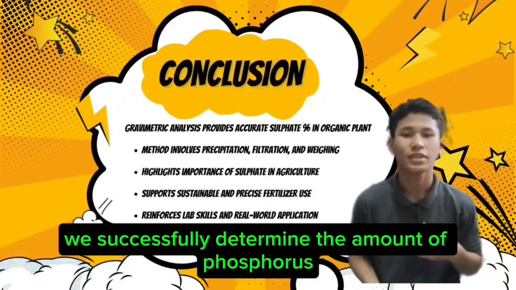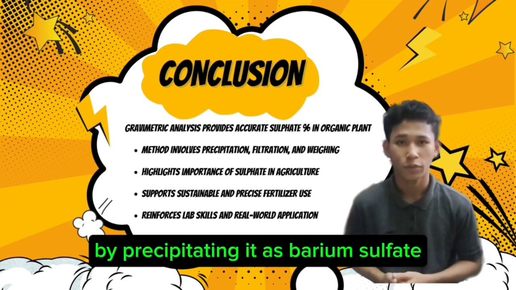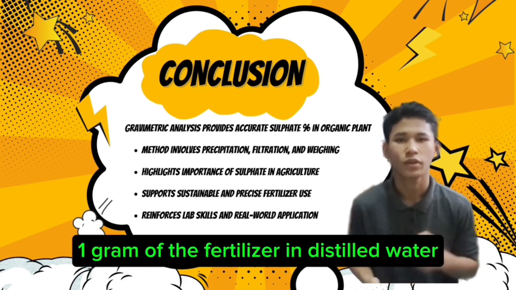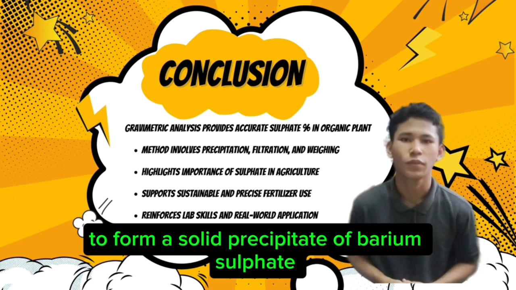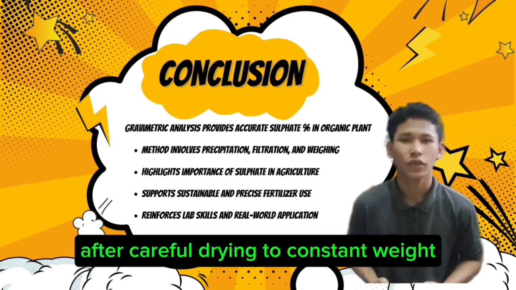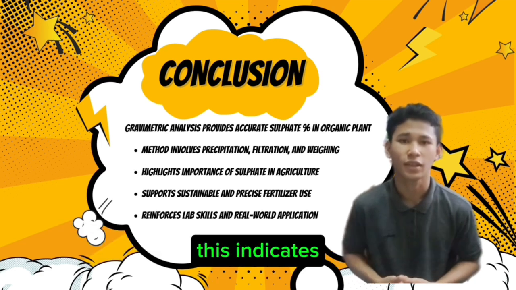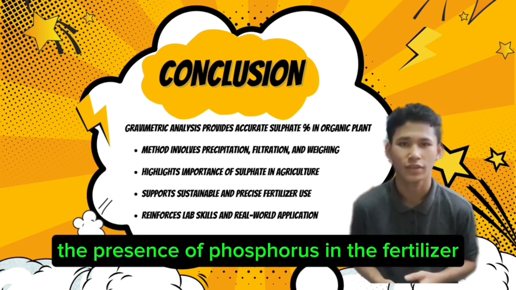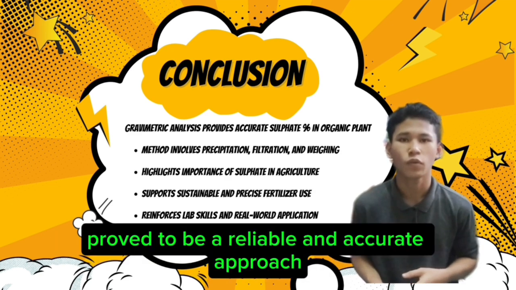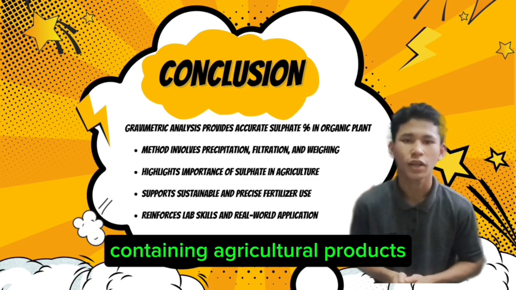Through gravimetric analysis, we successfully determined the amount of phosphorus present in a fertilizer sample by precipitating it as barium sulfate. We began by dissolving 1 gram of the fertilizer in distilled water and adding barium chloride to form a solid precipitate of barium sulfate, which was then filtered, dried and weighed. After careful drying to constant weight, we found the mass of barium sulfate to be 0.6 grams. This indicates the presence of phosphorus in the fertilizer as barium sulfate forms from the reaction with phosphate ions. This method proved to be a reliable and accurate approach for quantifying phosphorus content in agricultural products.